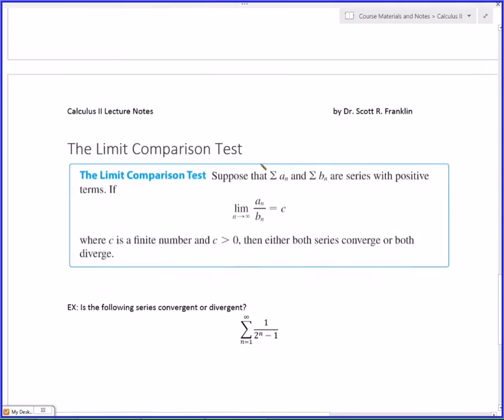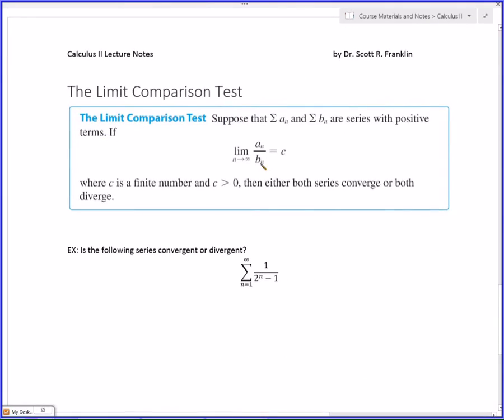So what the limit comparison test does is it says, okay, again, take a series that you don't know what it does, and take one that you do know what it does. And now take the limit as n goes to infinity of the ratio of the terms. That is, just divide the unknown by the known. And take that limit.